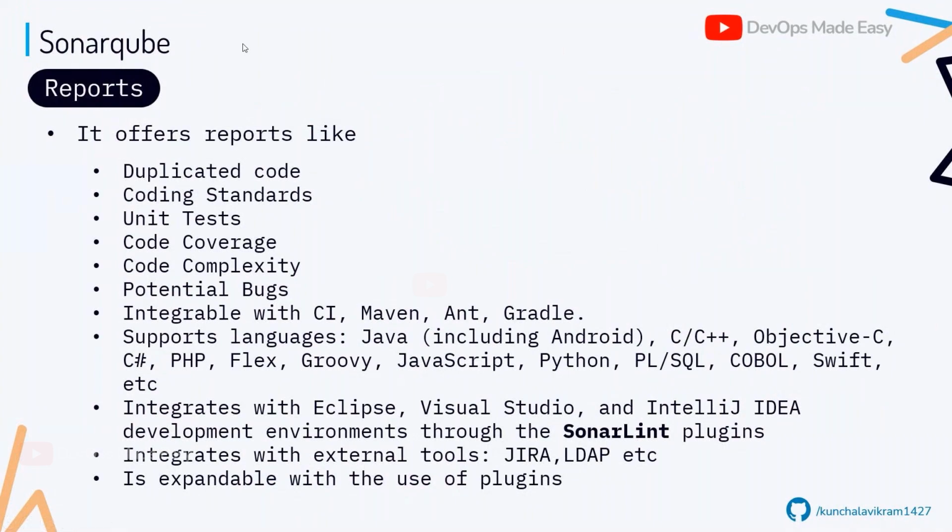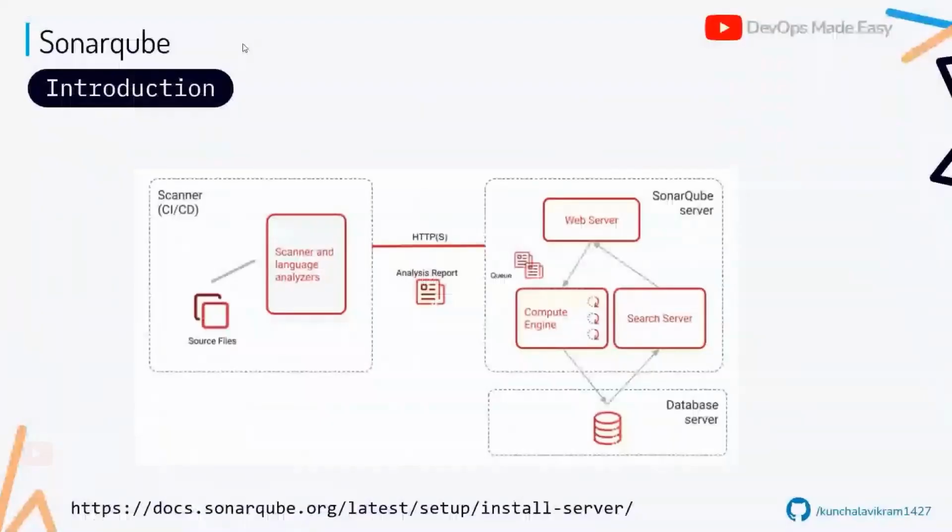Understood? Okay, so coming to the architecture. SonarQube basically has two components. We have the web component, which you can call a server, and the other one you can call a client. The client is your scanner. The server is basically a UI where you see all the reports, dashboards, everything.